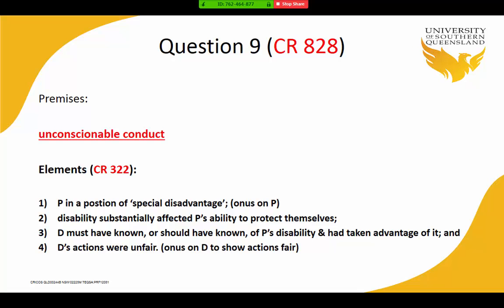In the exam, you can simply say that the first element does not present any issue, because we know that these are new Pacific Islanders, so we know that they will have the special disadvantage of financial illiteracy. One sentence, two sentences, and you're done. Move on to the important ones. What about the disability? Did it affect their ability to protect themselves?